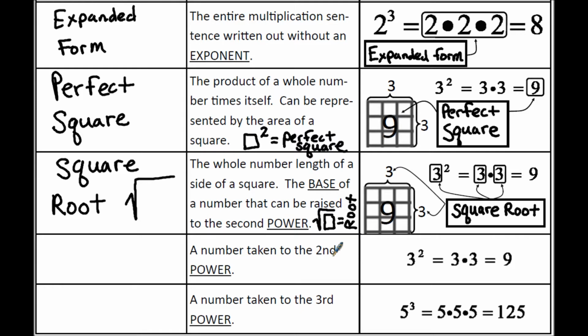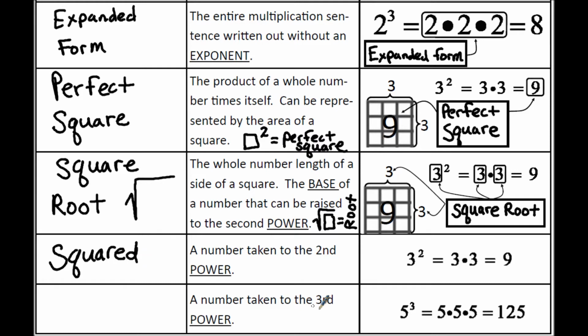A number taken to the second power. So here, 3 to the second power is 3 times 3, or equal to 9. Another word for this is squared. So we can say that 3 squared equals 3 times 3, which gives me 9.